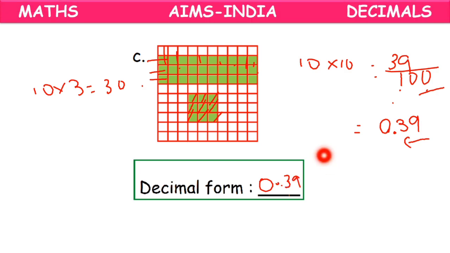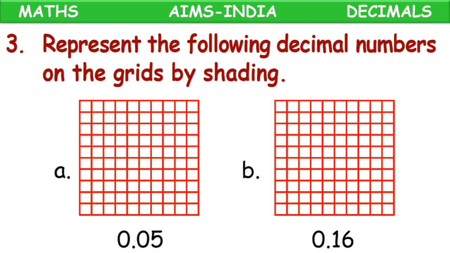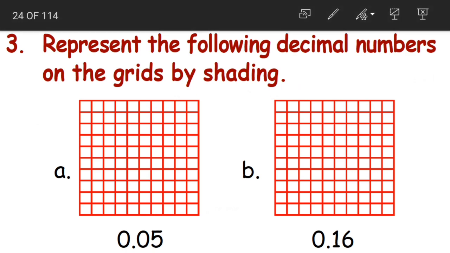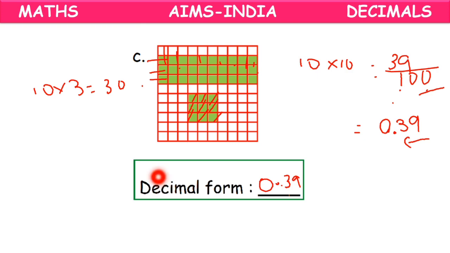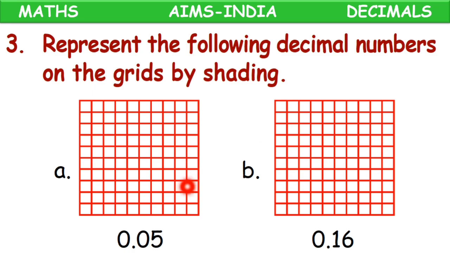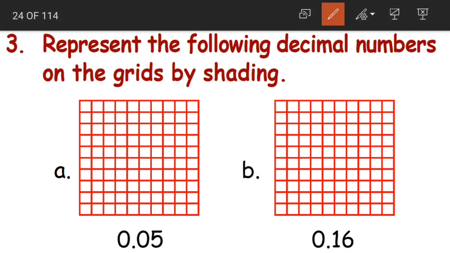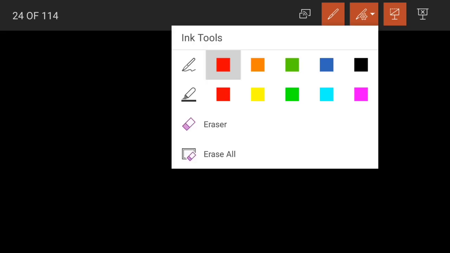I hope this is clear, children, how to write the decimal form for a given figure which is having a few shaded parts and few unshaded parts. Now coming to question 3, represent the following decimal numbers on the grids by shading. Now here it is reversed. In the previous question we were given the shaded figure and we had to write the decimal form. But in this question we are given the decimal form, but we have to shade the squares to match with the decimal form. Our number here is 0.05.